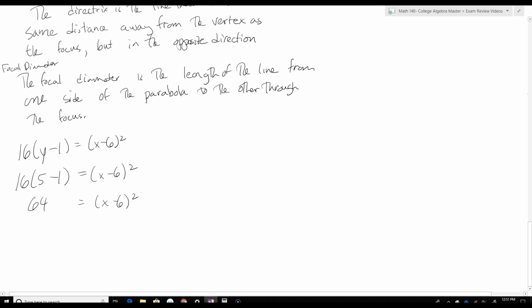Okay, now we need 2 points for this, but the good news here is that when I take the square root of both sides, I'm going to end up with plus or minus 8 equals x minus 6. Right?